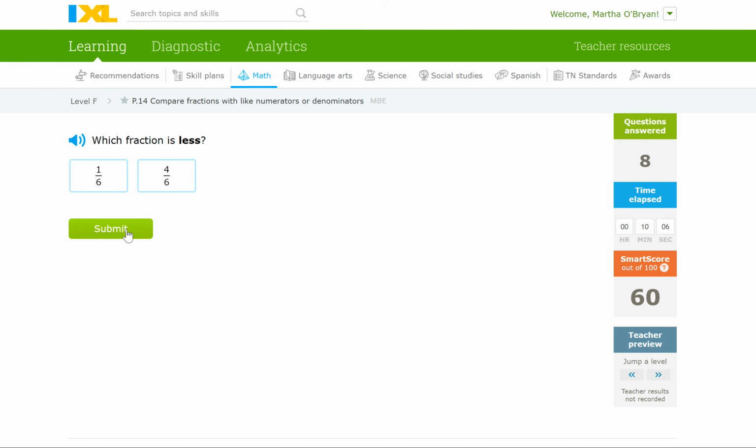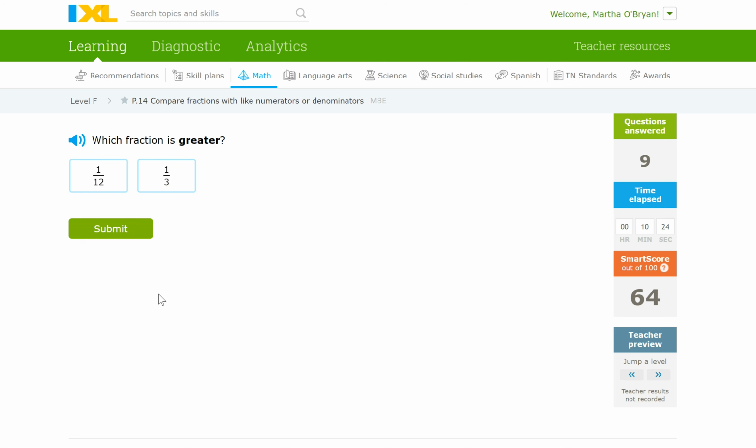And now they've switched it on us again, where the denominators are the same and the numerators are what we're comparing. Now we're all above ground. Now it's simple. 1 versus 4. Which one is less? 1 is always less than 4.